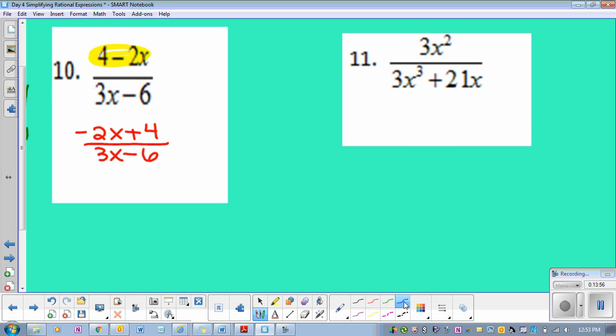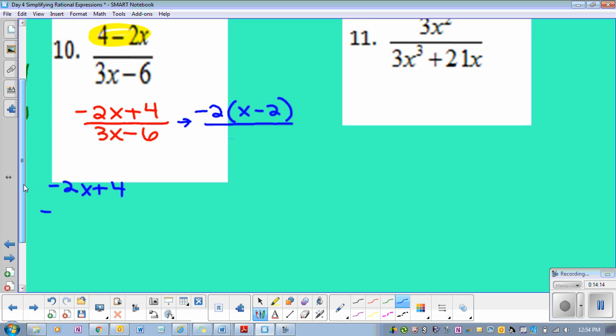So then factor this. So then this becomes negative 2 times x minus 2, right? Because you have negative 2x plus 4. It starts with a negative, so you got to bring the negative out. 2 and 4, the GCF is 2. Divide everything by negative 2, and you have x minus 2. And then this one, on the bottom, 3x minus 6, what's your GCF? 3. And then that's x minus 2. Negative 2/3.